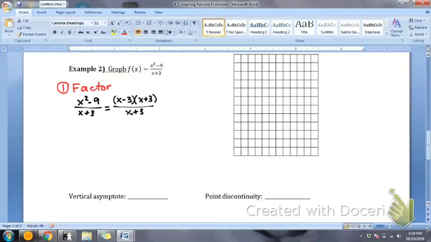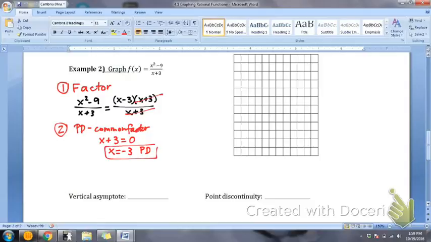Step number 2 is to find the PD, which is the common factor. Is there a common factor here? The x plus 3, and we cancel it out, but we have to set it equal to 0, remember? So I have a point of discontinuity at x equals negative 3. That means I have a hole in my graph when x is negative 3. I can go ahead and put that down here.